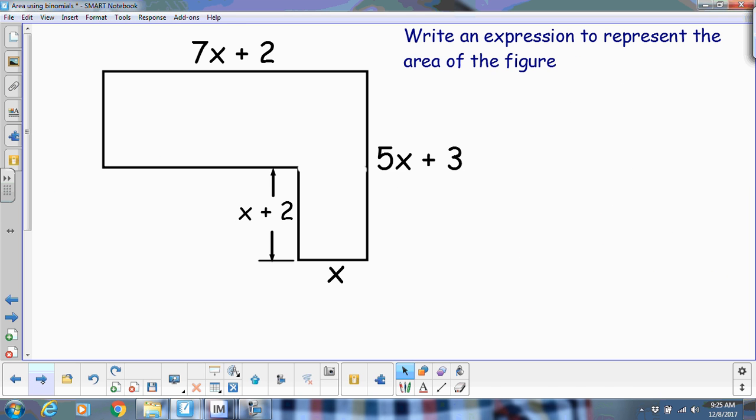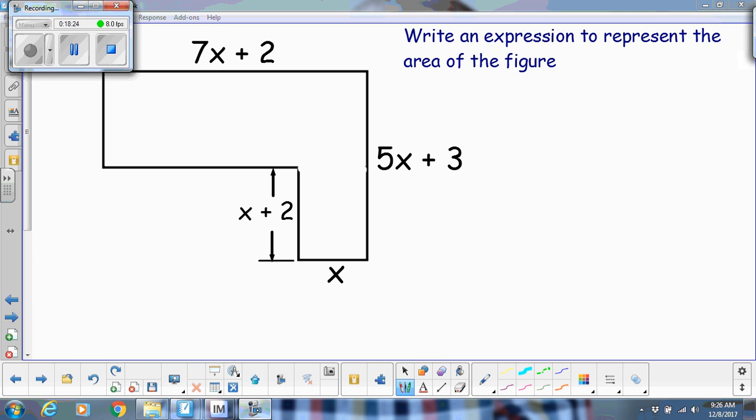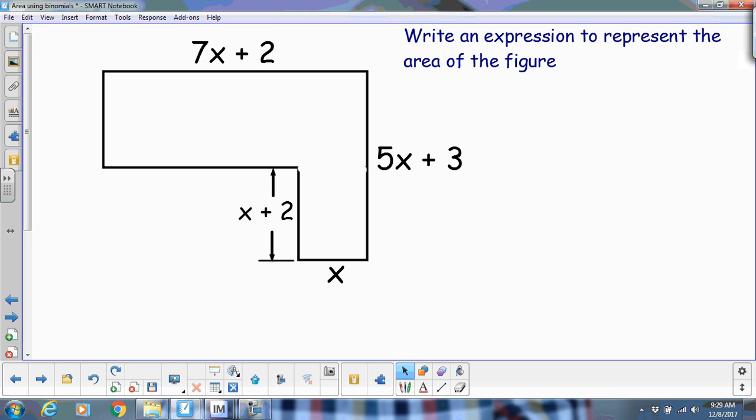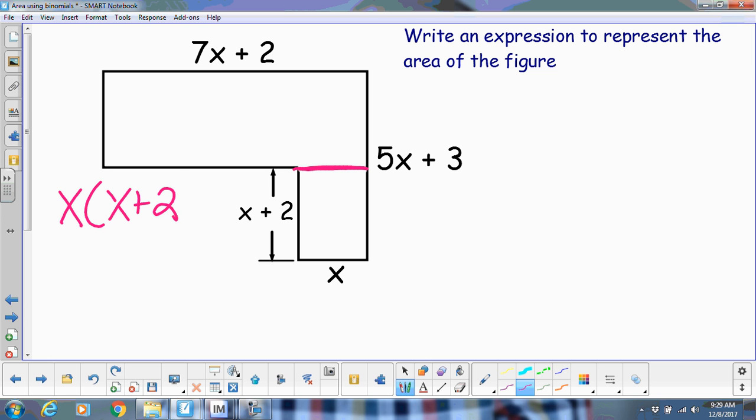All right. Okay, try this one. Pay attention. Most of you aren't struggling with the small figure. You know this is x times x plus 2, right? Which gives you x squared plus 2x. Okay, so that's the small one.